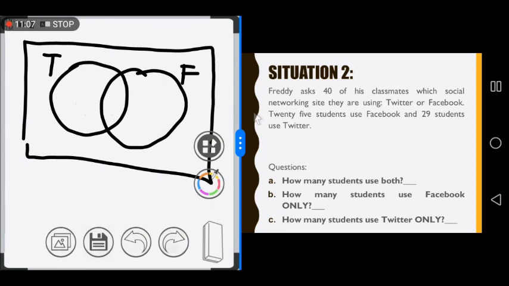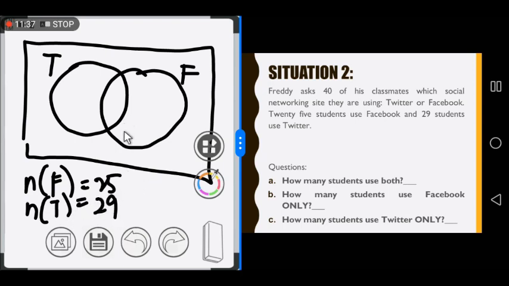25 students choose Facebook. Be careful with this problem. Because we wrote Twitter first on this side, we cannot write 25 on this part. We are to write 25 on the right part. There are 25 students who like Facebook, and 29 students choose Twitter. Again, to get the intersection, add the two: 54. Then subtract our universal set, which is 40. 54 minus 40, the answer is 14. Let us put it in the middle.